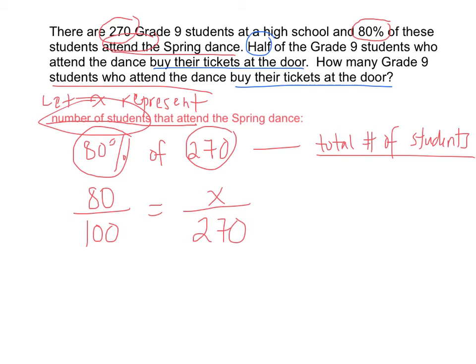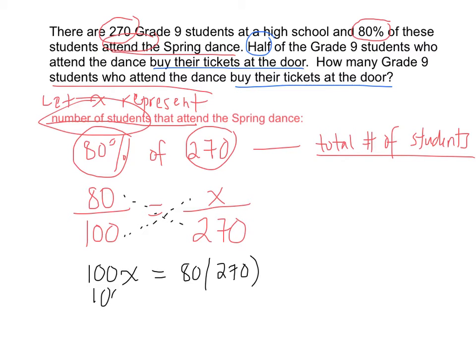Now we need to solve for the unknown. We need to find out what X is equal to. So I'm going to show you one method of doing that. The first way that we can do that is by finding the cross product. We're going to cross multiply. 100 multiplied by X gives us 100X, and 80 multiplied by 270. Now we can do this on our calculator.